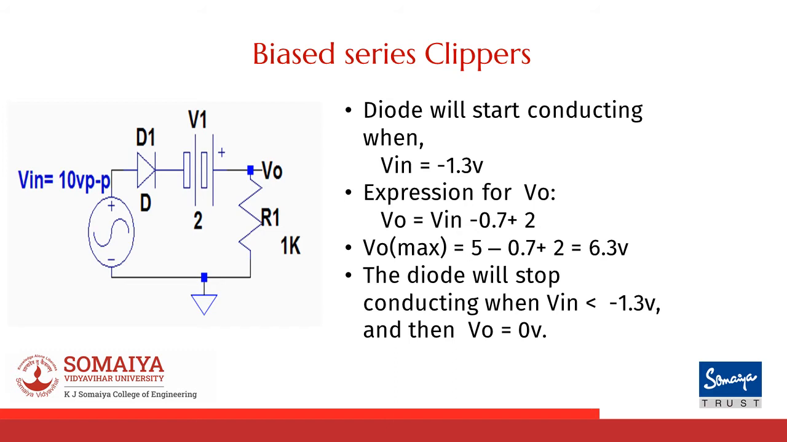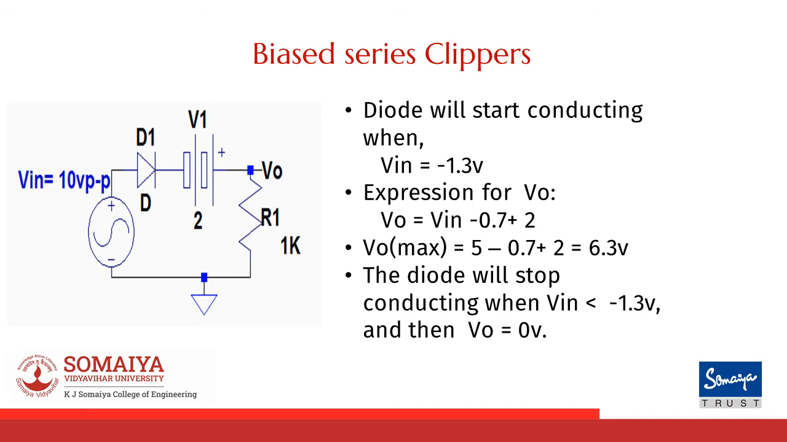The input voltage required to turn on the diode would be equal to the diode drop minus 2 volts. That means the input required to make the diode forward biased would be minus 1.3 volts. So for all values of Vin greater than minus 1.3 volts, the diode would be forward biased.